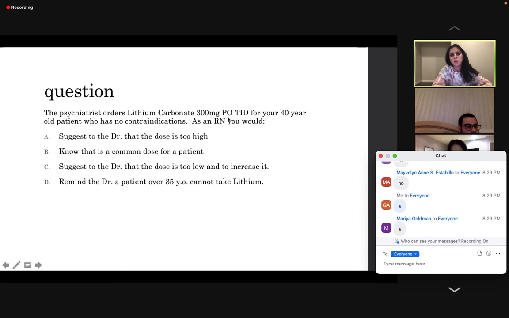This one you would have to know if the dosage is right. 300 milligrams is a good dose. So now you know on your test, when you read 300, you're not going to wonder, is this too much or too little? Psychiatrist orders lithium, 300 milligrams PO three times a day for a 40-year-old patient who has no contraindications. As an RN, would you suggest the dose is too high? It's not. Know that this is a common dose. Suggest the dose is too low? We don't need to increase it. Remind the doctor a patient over 35 cannot take lithium? No, that's not a contraindication.